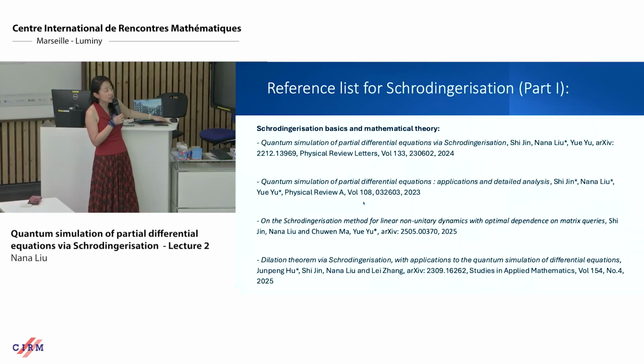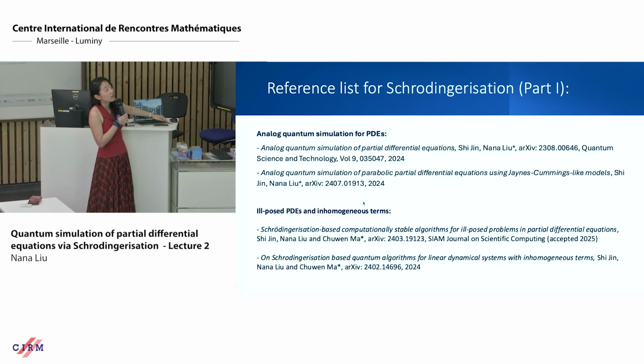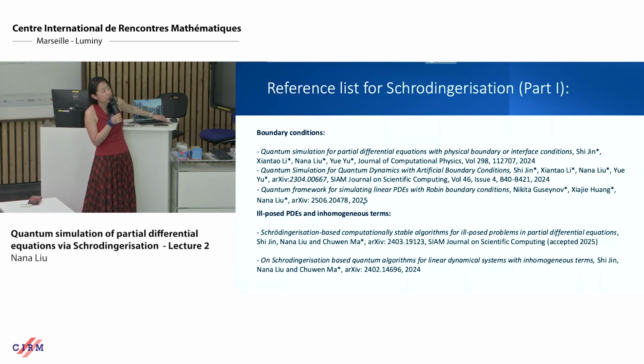So this is the reference list for part 1. These are the basic ones, the first 2 papers. But the last 2 are the ones where we change the initial ancilla condition to increase the precision. And the last one is putting Schrodingerisation in the context of the Nagy dilation theorem. And if you're interested particularly in analog, and the way it's related to Jaynes-Cummings type models, we have references on that. And these are the ill-posed and inhomogeneous papers.